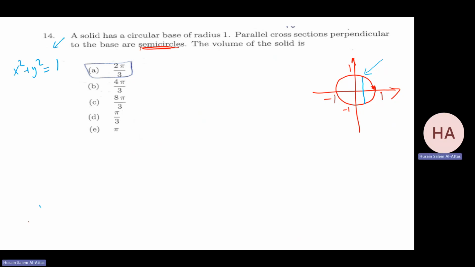Since I have perpendicular to the base, it will be in terms of x. So I have y squared is 1 minus x squared. Y equals plus or minus square root of 1 minus x squared. So the upper one will be square root of 1 minus x squared, and the lower one minus square root of 1 minus x squared.